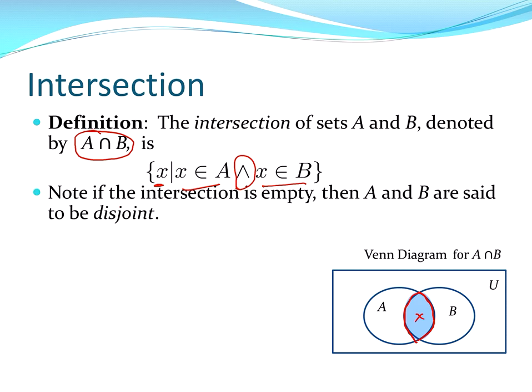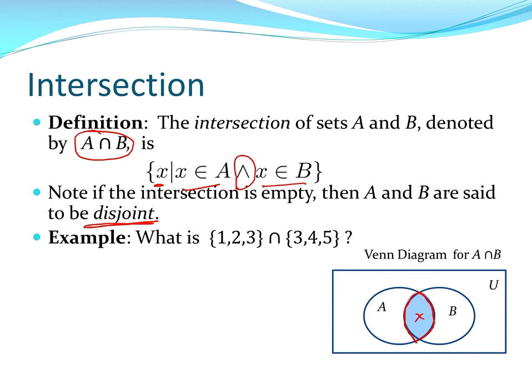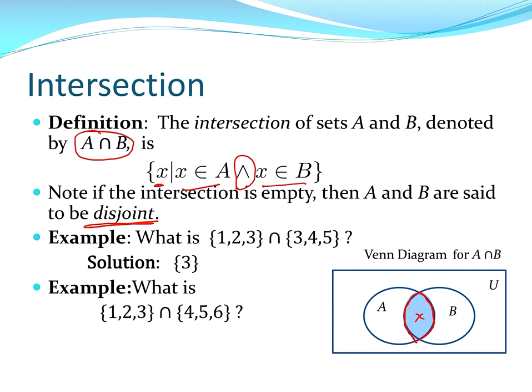If the intersection is empty, then the two sets are said to be disjoint. What's the intersection of 1, 2, 3, and 3, 4, 5? Well, it's the element they have in common, which is 3. So the set containing 3. Here we have an example of a disjoint set. 1, 2, 3 intersected with 4, 5, 6. The intersection is the empty set.